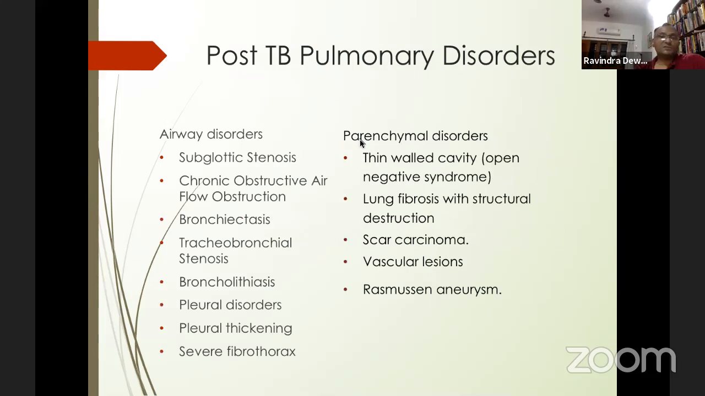So what are these disorders? They can be in the airway: subglottic stenosis, chronic obstructive airflow obstruction, bronchiectasis, tracheobronchial stenosis, bronchiolithiasis; pleural disorders: pleural thickening, severe fibrothorax; and then disorders in the parenchyma: thin walled cavity, which is called open negative syndrome. The patient is sputum negative, but is likely to become positive again because the cavity wall is very thin. Lung fibrosis with structural destruction, scar carcinoma occasionally, vascular lesions, and Rasmussen aneurysm.